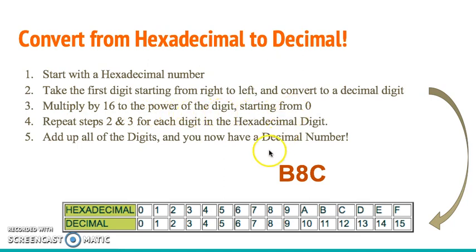So we would take that number, multiply it by 16 to the power of the digit starting from 0. So the powers of the digits are the same as they were from decimal. C has the power of 0, 8 would have the power of 1, and B would have the power of 2. You would repeat these steps for each digit, going from right to left until you're finished with every digit. After that, you'll add them up and have your decimal number.